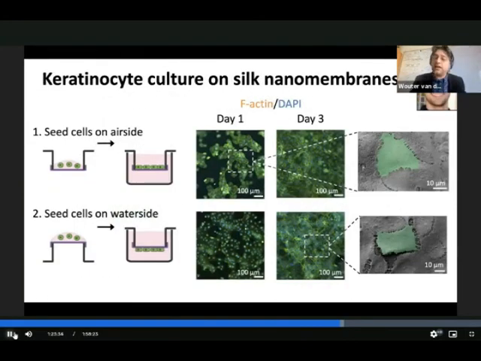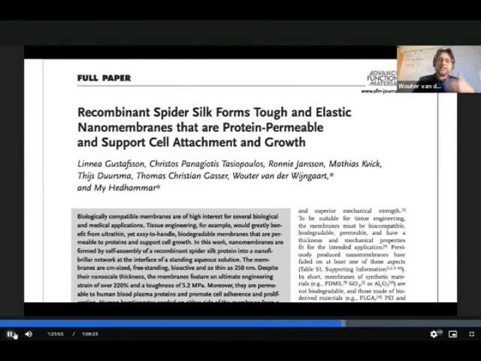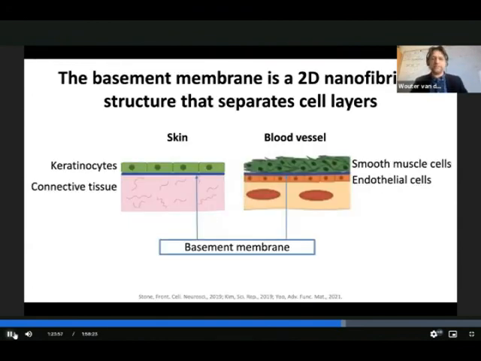We use this to grow cells. This works very nicely. You can see individual cells, or we can have a confluent layer. These are skin cells, so these are keratinocytes. Within 3 days, we have a confluent layer on a large centimeter-size scale that you could maybe already use in wound healing. This is published in Advanced Functional Materials last year.